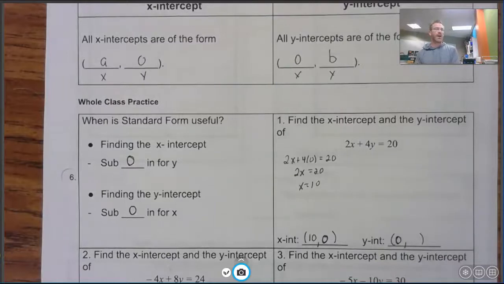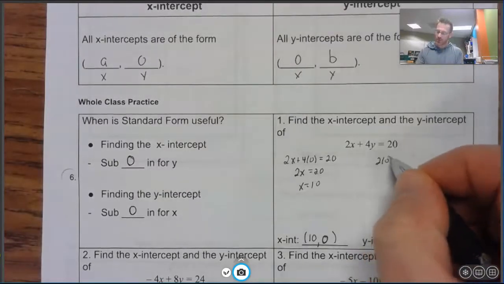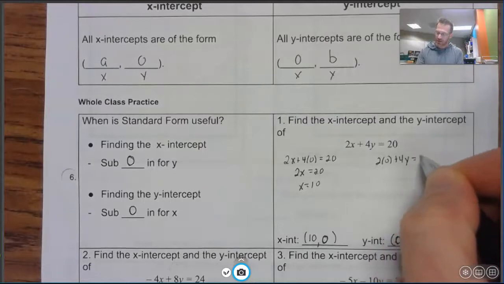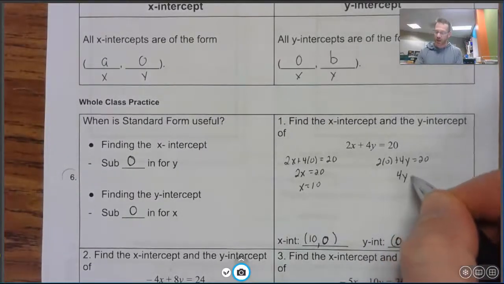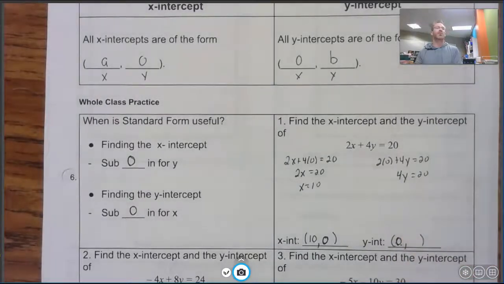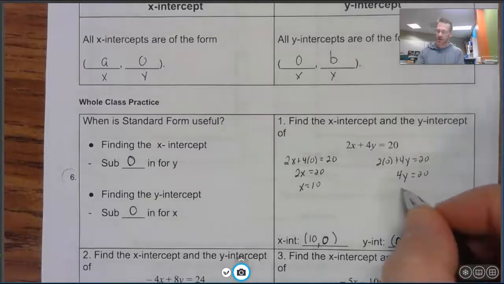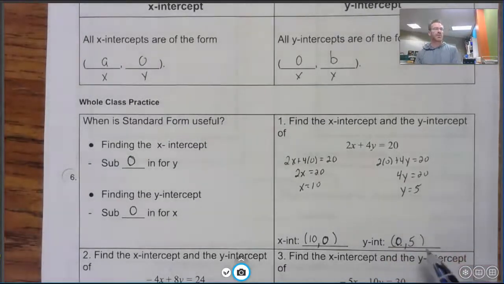All right, to find the y-intercept is very similar, except we know x is 0. So I'm going to put 0 in for x. So 2 times 0 plus 4y is equal to 20. 2 times 0 is 0. That's gone. That leaves me 4y equals 20. So 4 times something is 20. Well, 4 times 5 is 20. So that means y has to be 5. So there's our x-intercept. There's our y-intercept.